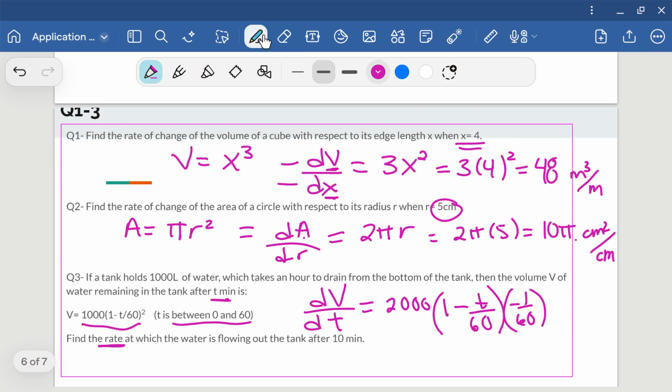Now we are asked what our rate would be when the tank is at 10 minutes. We're now going to plug in 10 for t. So when we do that and plug everything into our calculator, you would get 250 over 9. So the book kept it as a fraction, so we'll just keep it as a fraction. And that's the rate it is emptying, and that would be in liters per minute that we're emptying.